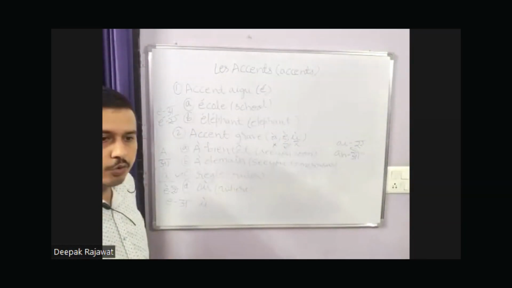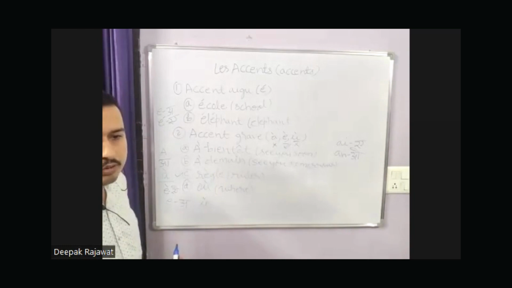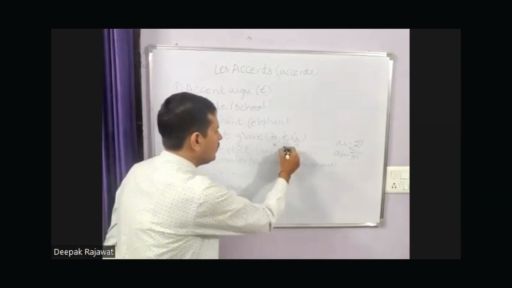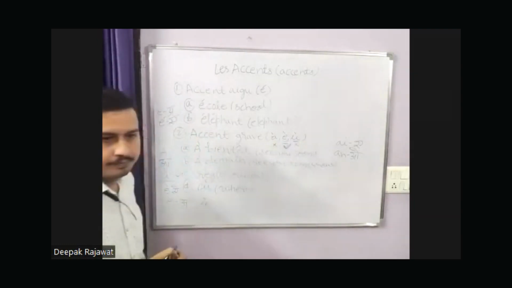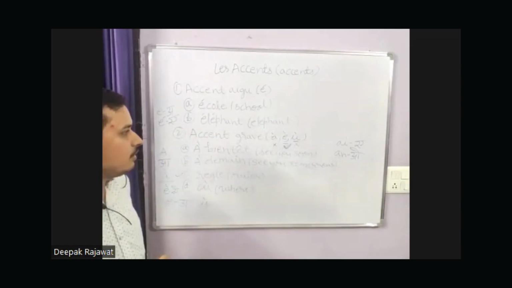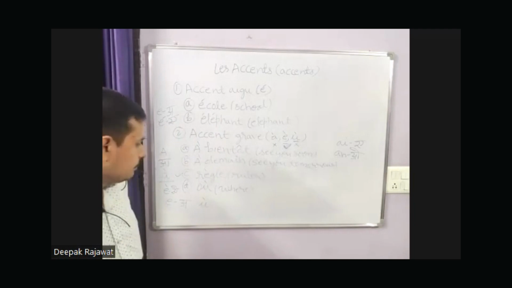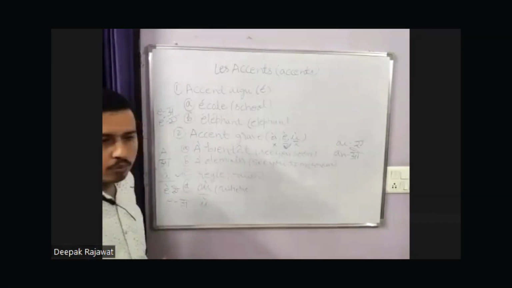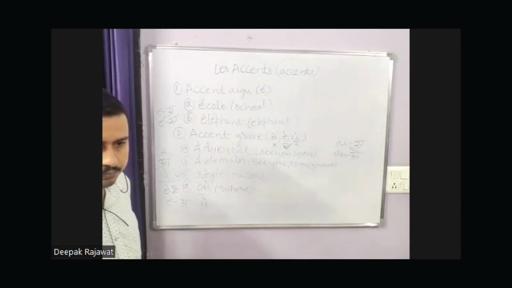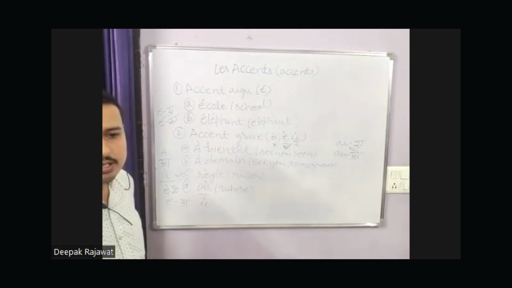U is U. Even though we have put the accent, the pronunciation is the same. So the pronunciation only changes in letter E. Otherwise, it remains the same for A and U. And here we have an example: U is where.